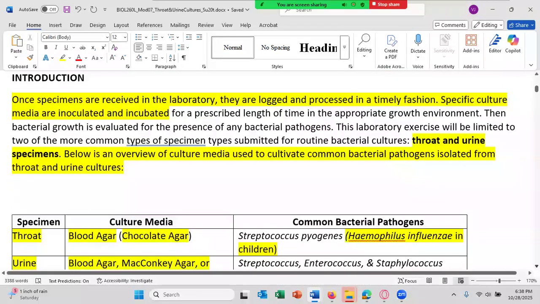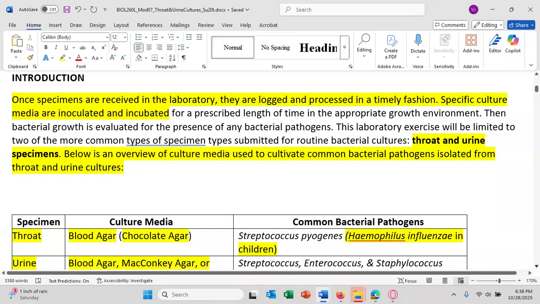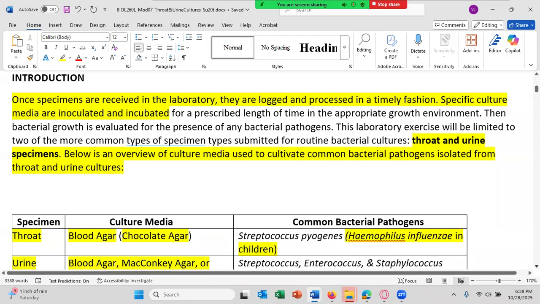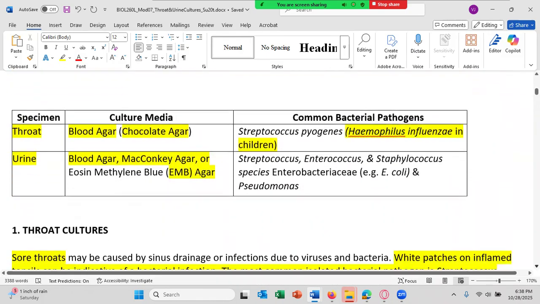Introduction. Once specimens are received in the lab, they are logged and processed in a timely fashion. Specific culture media are inoculated and incubated for each specimen coming into the lab. For the throat and urine specimens, below is an overview of the culture media used to cultivate common bacterial pathogens isolated from throat and urine cultures.